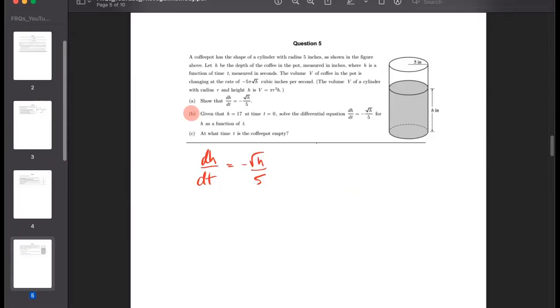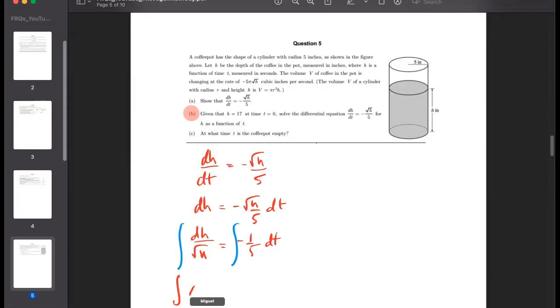Let's move the dt to the other side. dh is equal to negative root h over 5 dt. And I'm going to have to divide the root h to the other side. So dh over root h is equal to negative 1/5 dt. This is where I have to integrate. And before I integrate, I'm going to move the root h to the top, and I'm going to turn it into h to the negative 1/2 dh is equal to negative 1/5 dt.